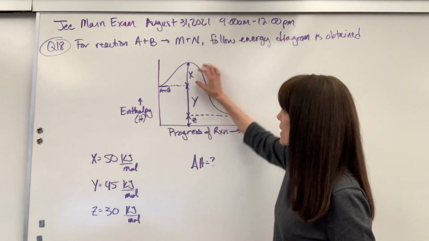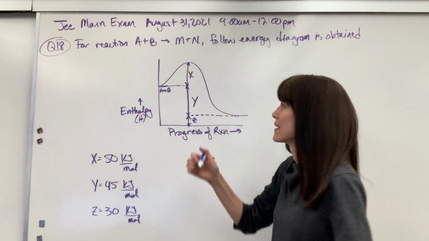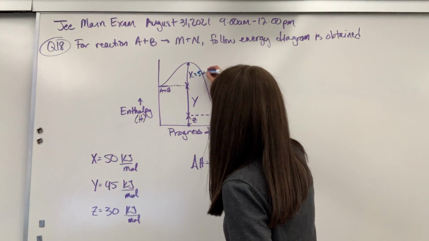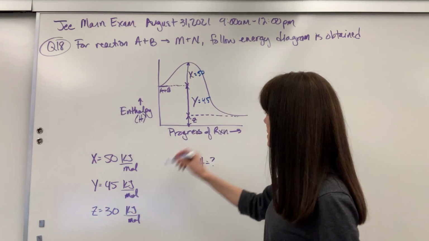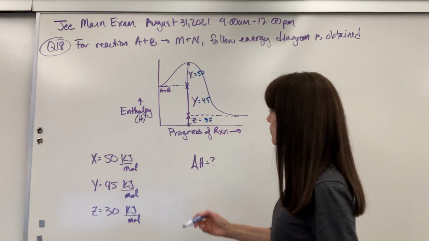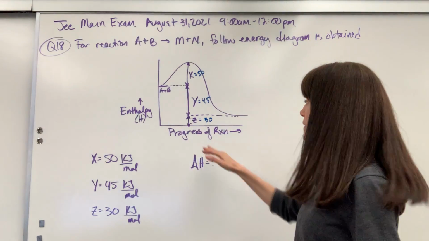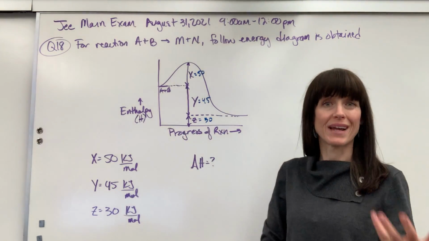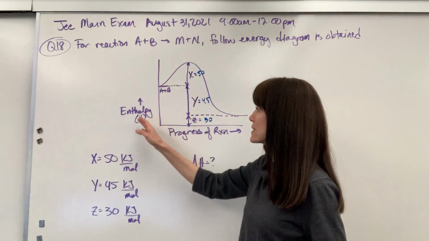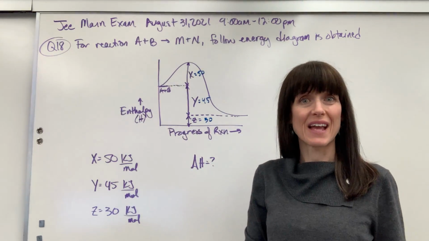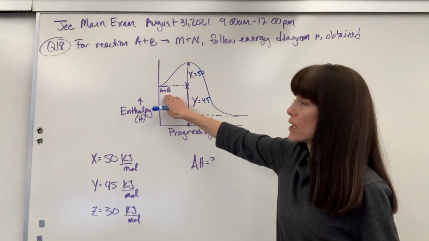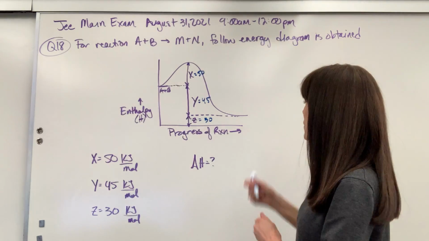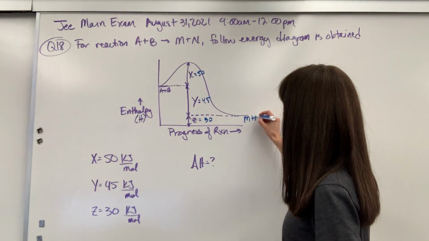They tell us that X right here is 50, so let's go ahead and write that down. X equals 50. They say that Y equals 45 and that Z down here equals 30. Notice our axes. This is just a progression over time as the reaction happens. On the Y-axis, we're going to have our energy, that's the enthalpy, and they have our H right there. Notice you start with your reactants, and we're going to end with our products, M plus N.